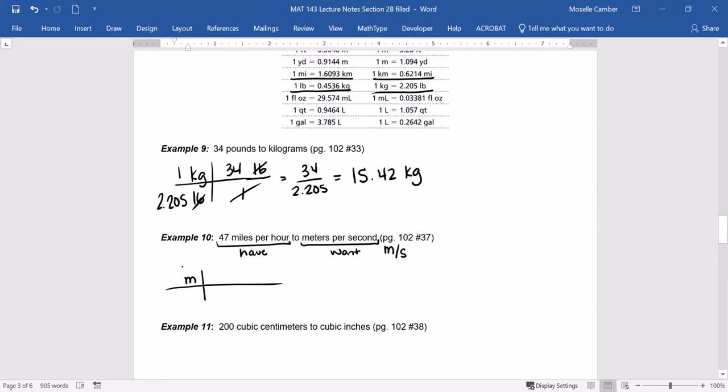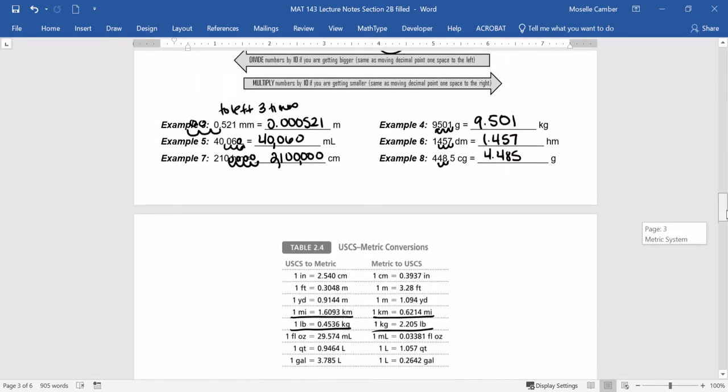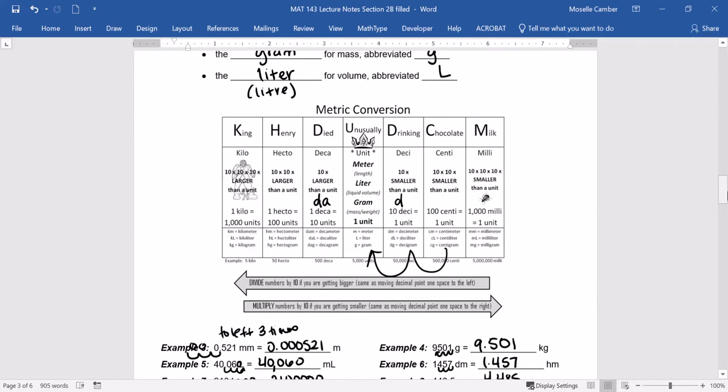So I don't have meters, but I do have kilometers. I'm going to go ahead and write this down here. So I have 1 mile and 1.6093 kilometers. Now I can't use this just yet because what I want is meters. So I need to get from meters to kilometers. So if we go back to our table, from meters to kilometers, we're going to have to go over 3.